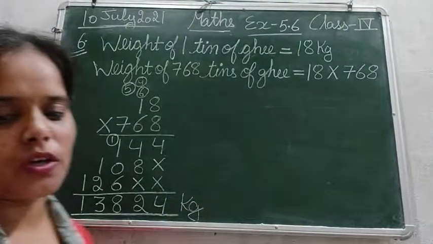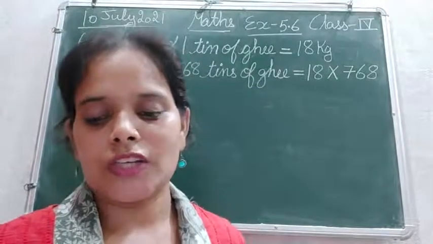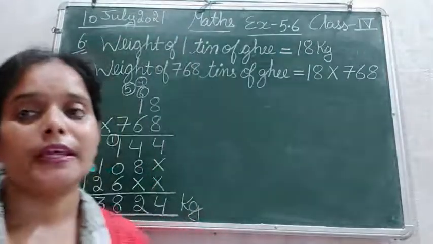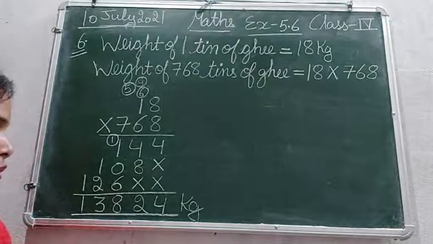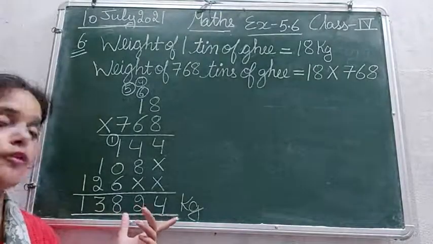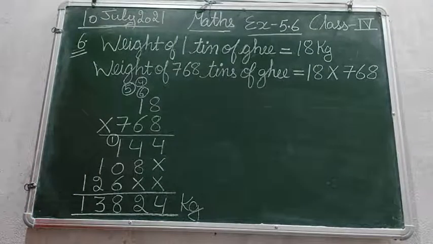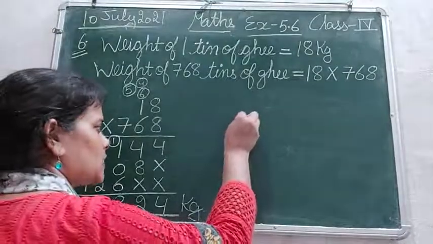Okay, now the solution sentence that will be according to the question. The question is, find the total weight of ghee in stock. Therefore, total weight of ghee in the stock is 13,824. So let's write down the solution sentence.